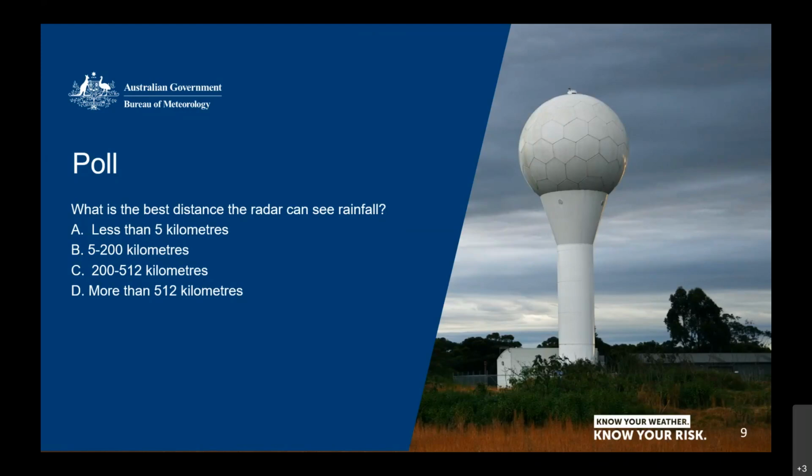Okay, interesting. So we do have our poll finished now, and the question was, what is the best distance the radar can see rainfall? A, less than 5 kilometers. B, 5 to 200 kilometers. C, 200 to 512 kilometers, and D, more than 512 kilometers. Our most popular answer was B, 5 to 200 kilometers. Are we right? Jordan, they are indeed correct. 5 to 200 kilometres is the most optimal distance. Excellent.